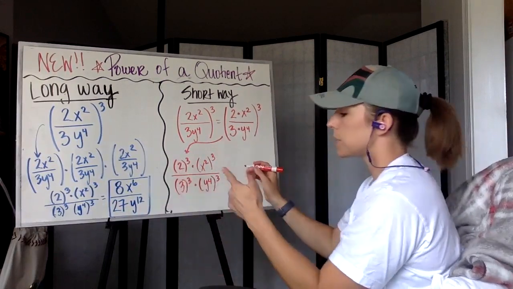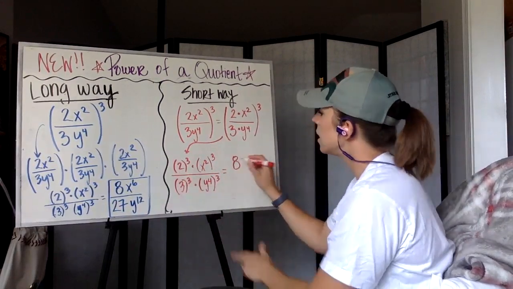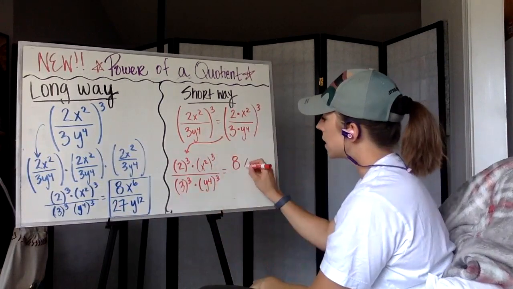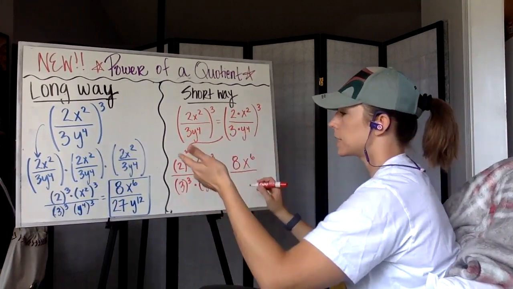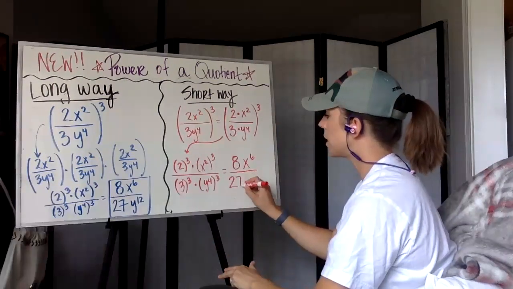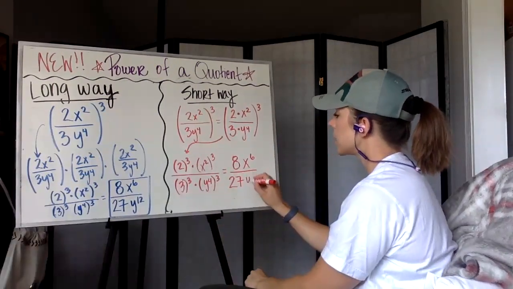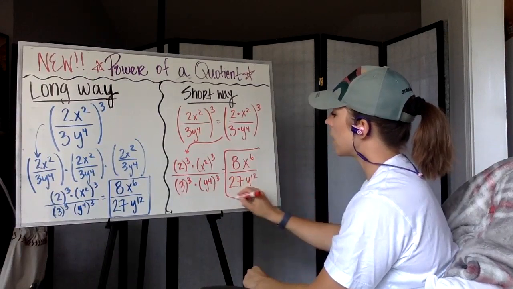2 to the power of 3. 2 times 2 is 4, times 2 is 8. X squared to the power of 3, that's x to the 6th. 3 to the power of 3. 3 times 3 is 9, times 3 is 27. And y to the 4th to the power of 3 is y to the 12th. And guess what? We are done.